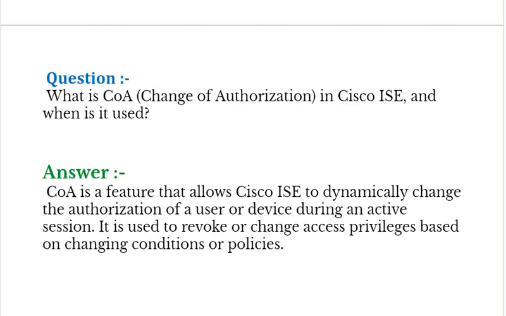Our next interview question is: what is COA, change of authorization, in Cisco ISE and when is it used? Your answer should be: COA is a feature that allows Cisco ISE to dynamically change the authorization of a user or device during an active session. It is used to revoke or change access privileges based on changing conditions or policies.